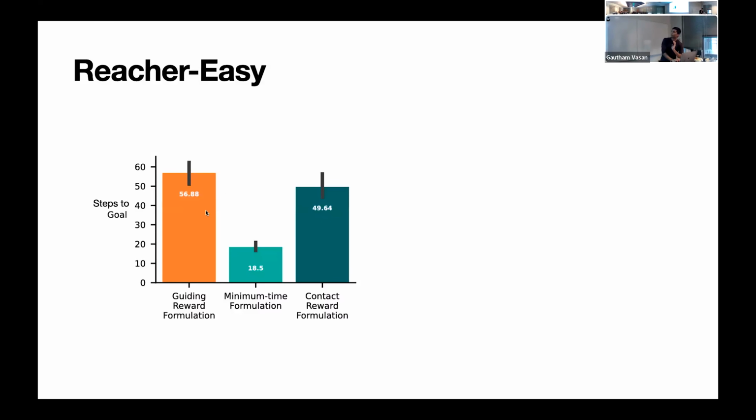So let's start with reach or easy. The first thing I'm going to show you is the histogram plot. On the y-axis, we are plotting the number of time steps it takes to reach the goal. On the x-axis, you have the different formulations. A lower number here is better. I'm not sure if everyone can read it at the back, but the guiding reward requires about 57 steps. Minimum time is about 18.5, and contact reward is close to 50. So in this case, the minimum time formulation is almost thrice as fast as the guiding reward.